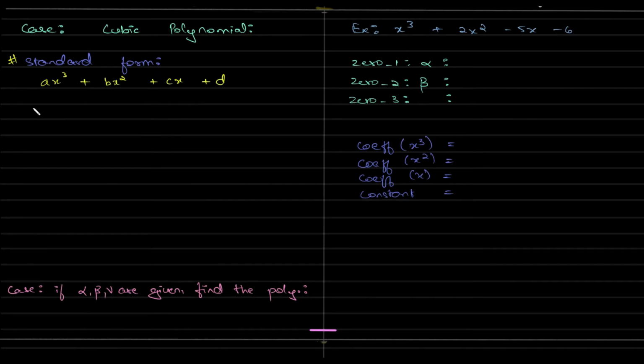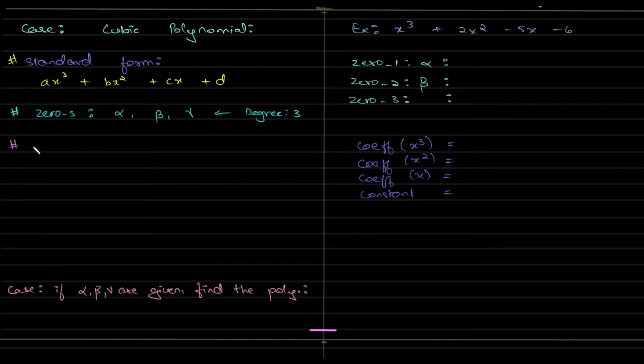Now the number of zeros are how many? 3, is it not? Alpha, beta and gamma. There are 3 possibilities. Okay, because the degree is 3, we have 3 zeros, that is possible.